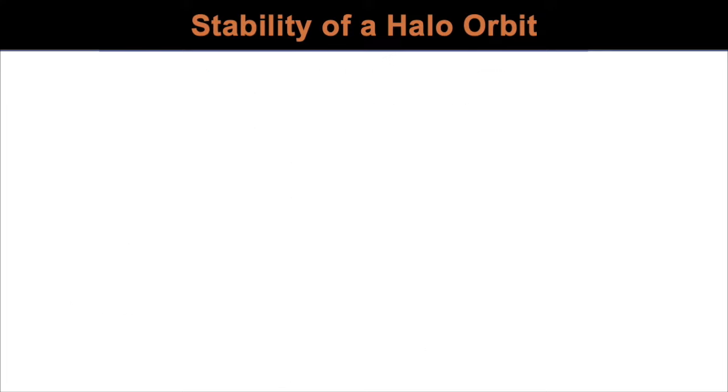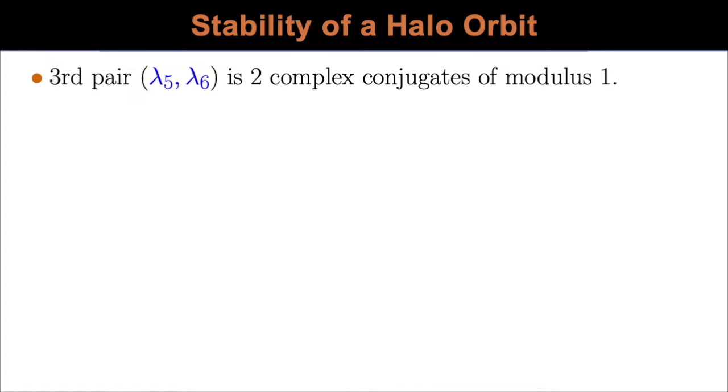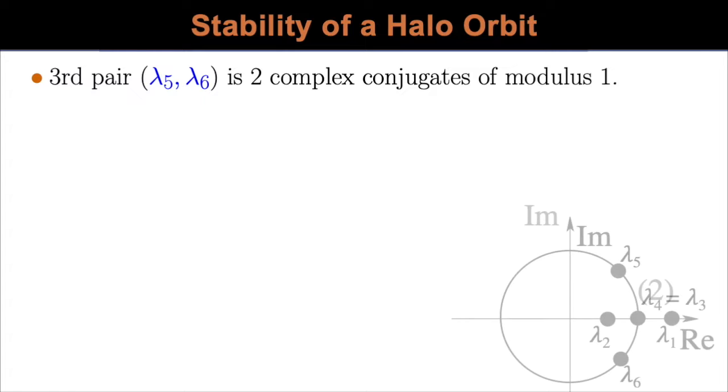The, I guess, last pair, lambda 5 and lambda 6, these are 2 complex conjugate eigenvalues of modulus 1. So if we were to summarize where all of our eigenvalues are, we've got 2 eigenvalues at 1, we've got 1 inside the unit circle, 1 outside, and now 2 that are on the unit circle.